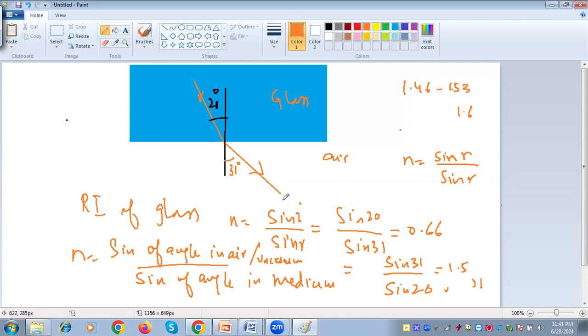Okay, so this is about the principle of reversibility of light. If light is striking the boundary from glass to air at 20 and refracting at 31, then if a ray of light is striking the air-to-glass boundary at 31, it must be refracting at 20. Okay, so that is why we can take this formula: angle in air divided by angle in the medium.